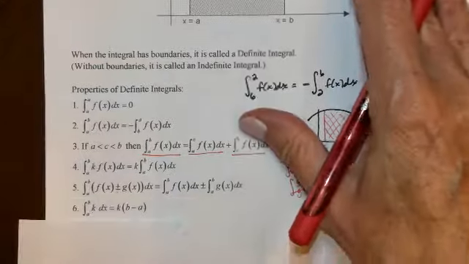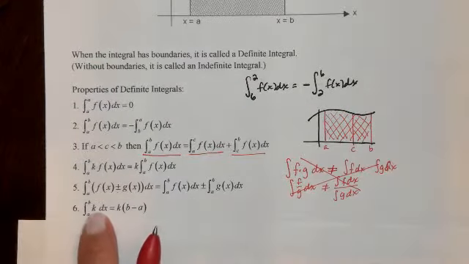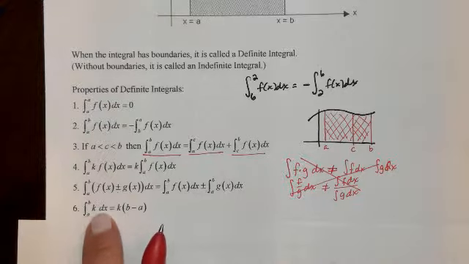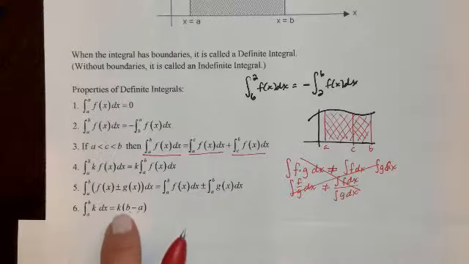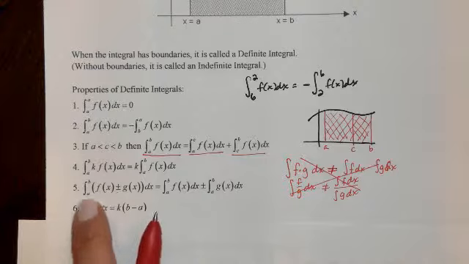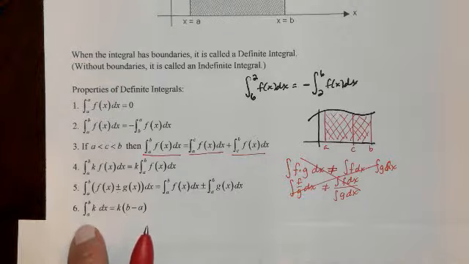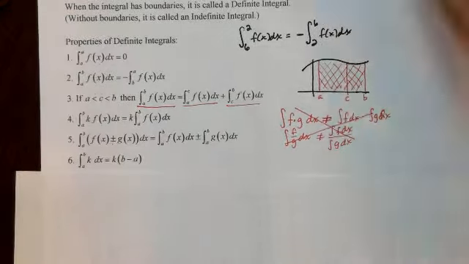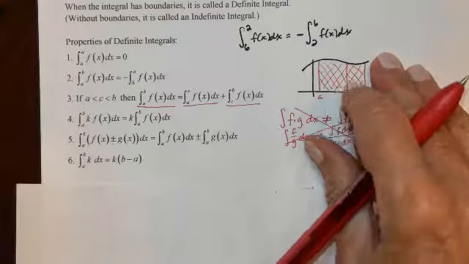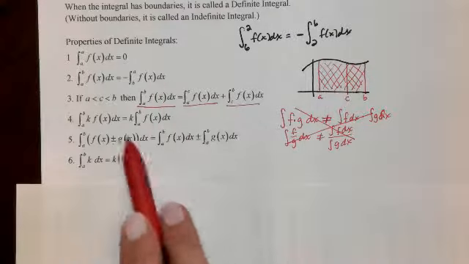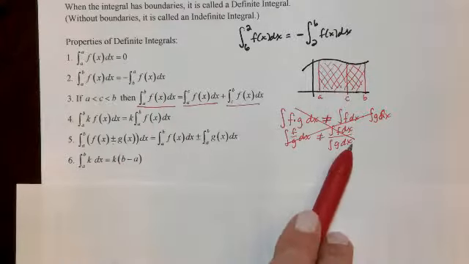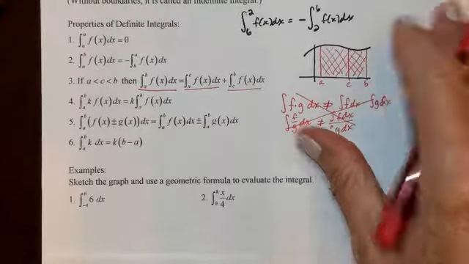Okay, if k is a constant, then the integral of the constant with respect to x is going to equal that constant times the delta x difference here, so b minus a. And we're going to see why that's true, but that's definitely true. And those are it. That's it. So those are our properties. These are not properties. Don't do those. Okay. All right. Examples.